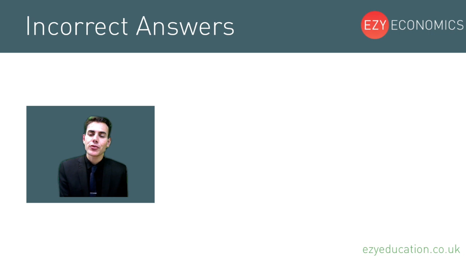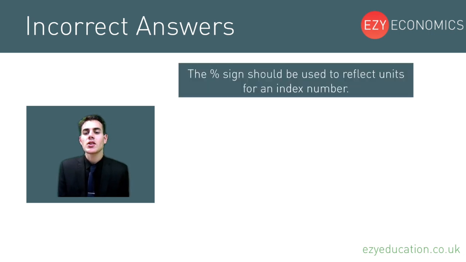Okay, let's now go through the statements that were incorrect regarding index numbers. The percentage change sign should be used to reflect units for an index number. Well, this is incorrect because, of course, we're not looking at percentage changes, we're looking at proportionate changes. Index numbers are expressed in index units rather than percentage units.